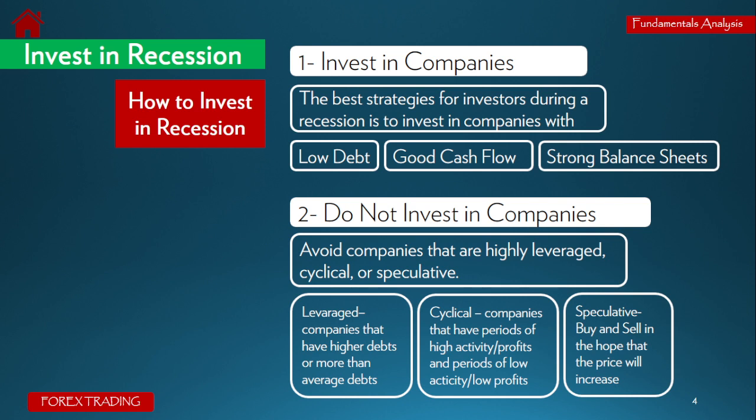Then we have cyclical companies, companies that have periods of high activity and profits and periods of low activity and low profits. So it means that they are not consistent. Sometimes they go up and sometimes they go down. These are not stable companies in their profit making. And number three, we have speculative companies. We buy and sell in the hope that the prices will increase. So we just speculate, we estimate that maybe the price will go up and we will make a profit. These are the companies that you should not invest in.